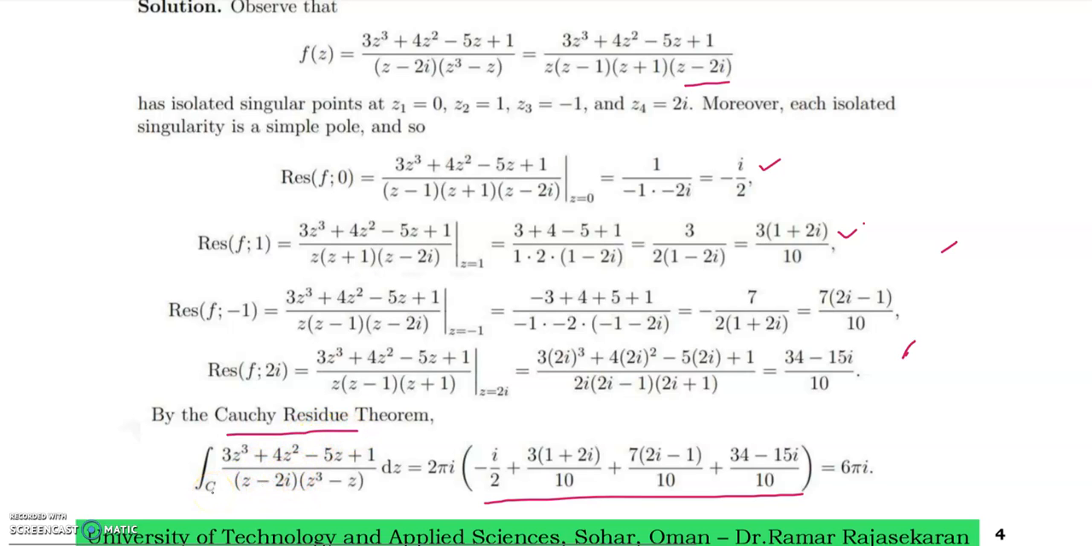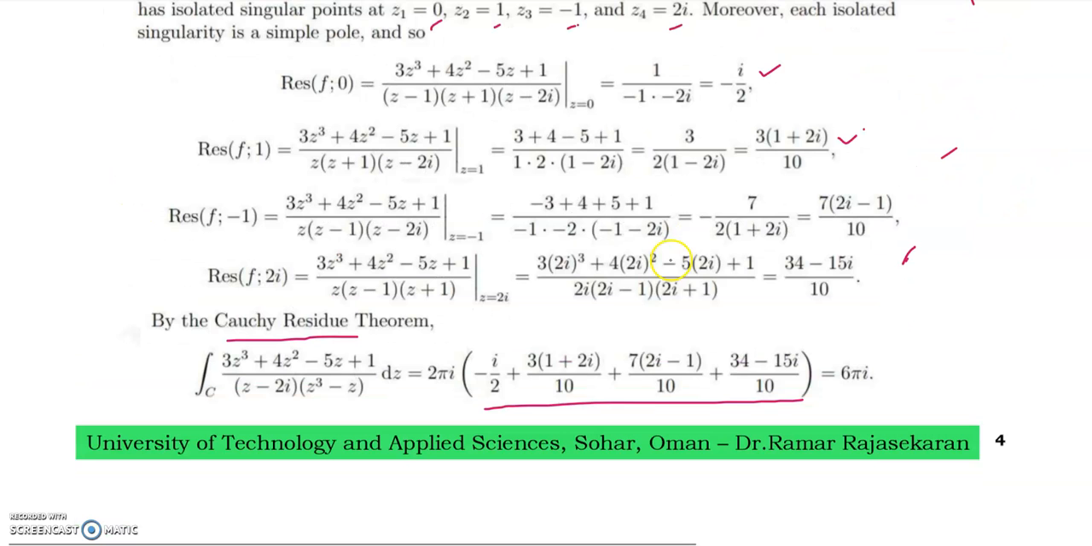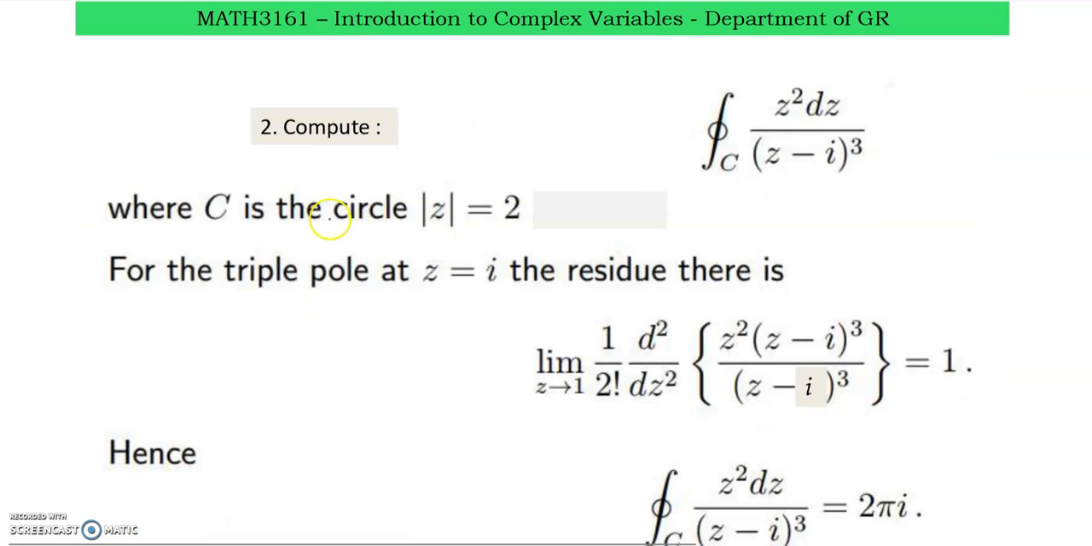Here one important point is, you see here, what is the circle? Mod z equal to 3, which means this circle. For example, you draw the circle. Actually, we have to check each pole, whether it is a simple pole or a pole of order more than 1. Is 0 inside? Here 1, here minus 1, here 2i, all are inside the circle, inside C. That's why here we are finding the summation of all the residues of each pole, then multiplying. Understand what I'm telling?